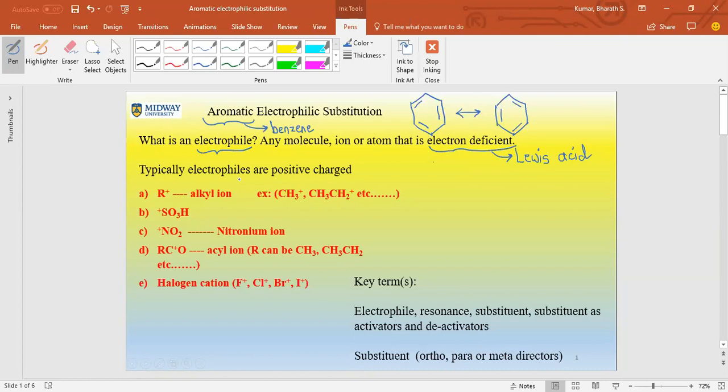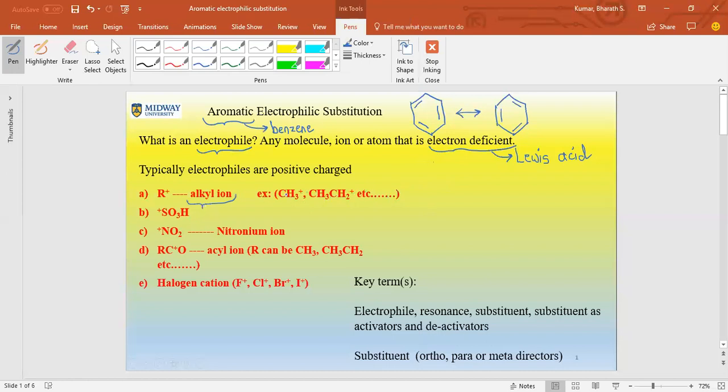Now, you do not have to memorize any of these. However, I will tell you which ones you may have to just remember in case you're one of those people that tend to forget things. Now, alkyl ion is one of the common electrophiles used. We will discuss each of those in great detail in the rest of the videos, but typically an alkyl ion is an electrophile, which is CH3 plus or CH3CH2 plus, whatever it is, but you just have a linear increase of carbons with a positive charge, and that's an alkyl ion.